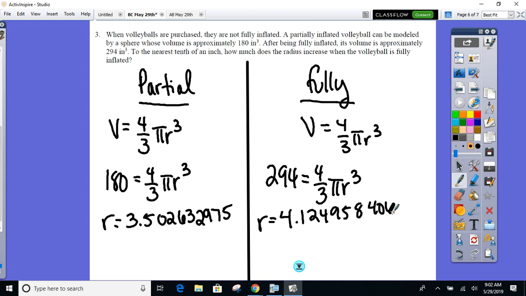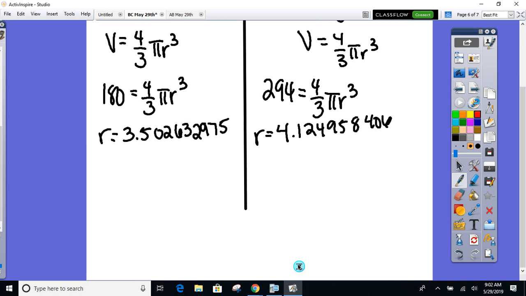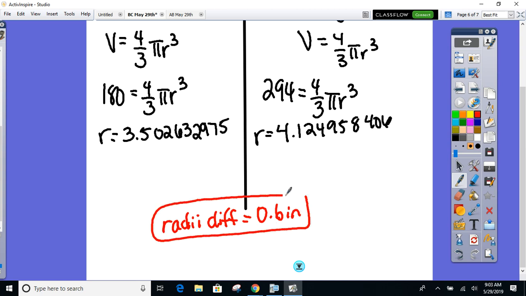We're okay. And then you subtract the 2, and the difference ends up being the radii difference to the nearest tenth, 0.6 inches. Okay. Anything there? That was an old Regents question, by the way. Part 3, I think. So anything before we get to this last one?